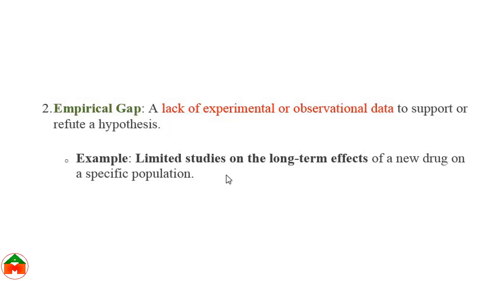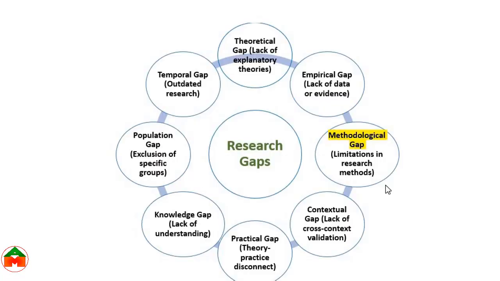As for example, whenever there is a limited study on the long-term effects of a new drug on a specific population, this is empirical gap. Now we are going to learn about the methodological gap, where there is a limitation in research method.